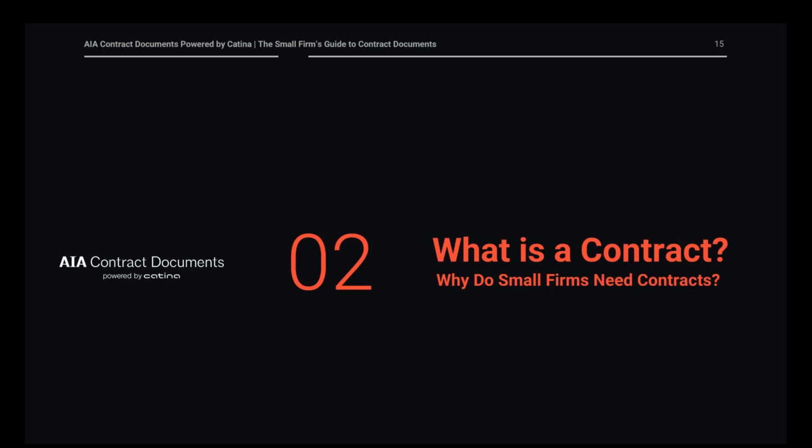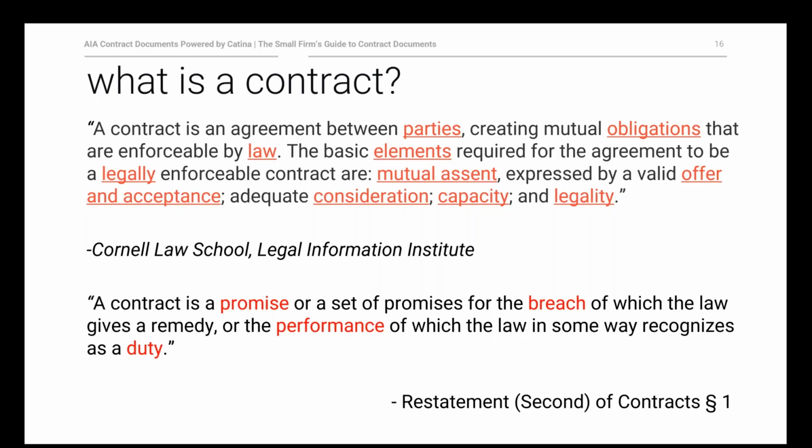All right, so that's a little bit about the history of the documents program and how it's organized, how you can find certain things in the program. Let's talk a little bit about a contract in general. What is a contract, and why do small firms need contracts? So on the screen, you'll see two basic definitions of what a contract is, with some key terms highlighted in red. The first one comes from the Cornell Law School Legal Information Institute, and both are basic definitions.